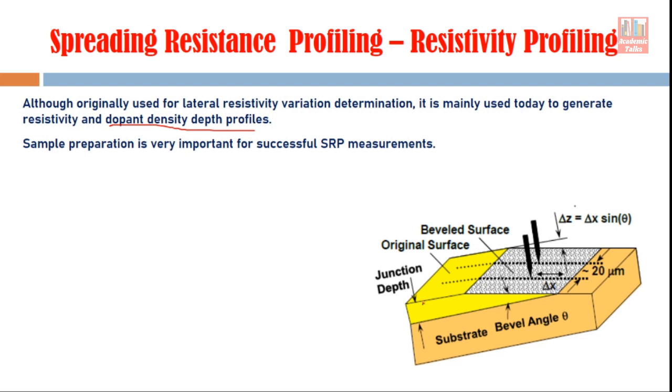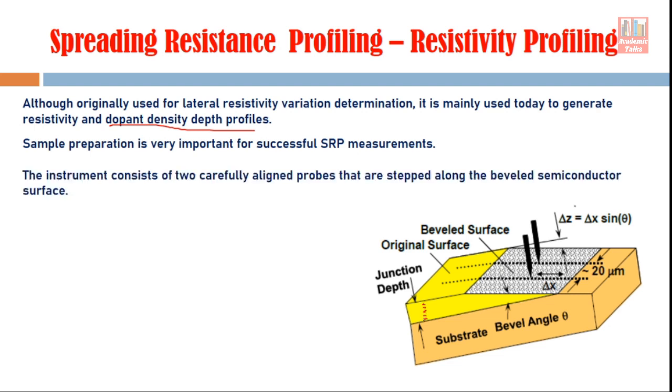Means, remember, at different locations here, we need to know the value vertically. So we need to know how much is the resistivity or how much is the doping here, at these points vertically. So we need to do this kind of measurement. What we do normally here is, this instrument consists of 2 carefully aligned probes.